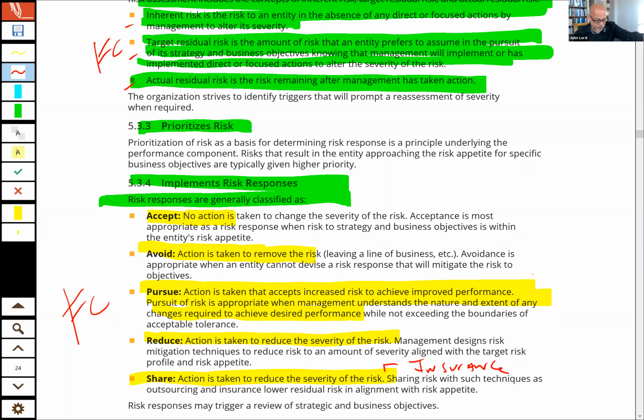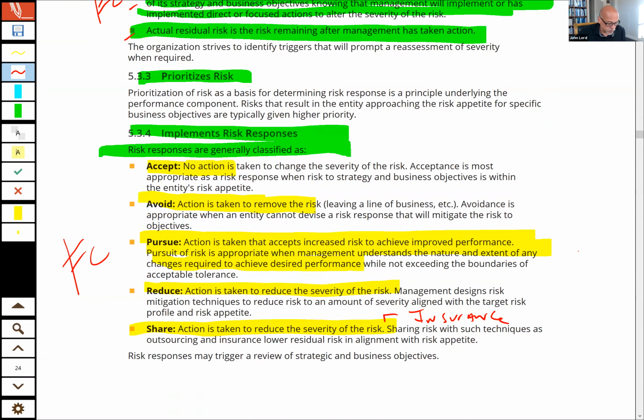So I can protect my health by accepting the risk of no action. You're just saying, I don't care about the outcome. Avoid: don't even get in a car. Pursue, to protect my health: I'm going to reduce the risk by going on the back roads. And then wealth, well, I'm going to get some insurance to cover that. So you look at your different objectives, you look at the risk affecting those objectives, and then you take a strategy that will help you achieve the entity's objectives within your risk appetite and how you're willing to accept, avoid, or pursue these.